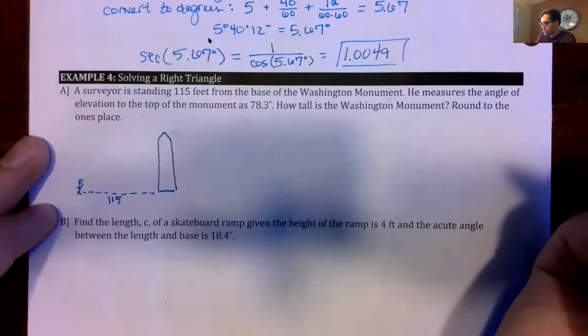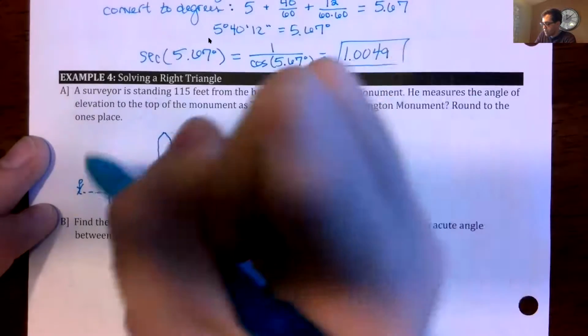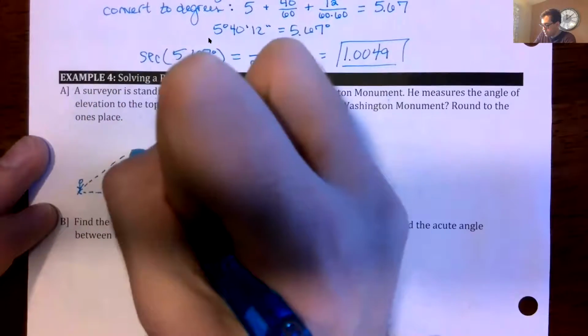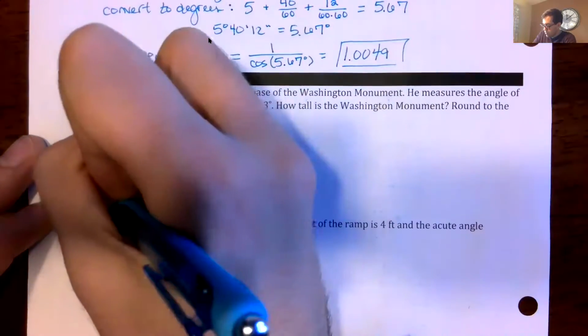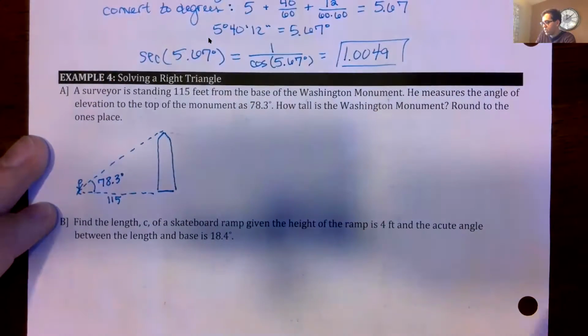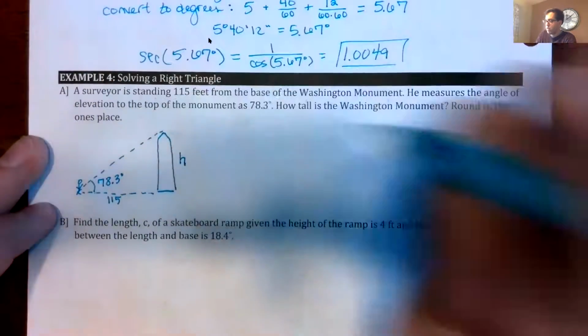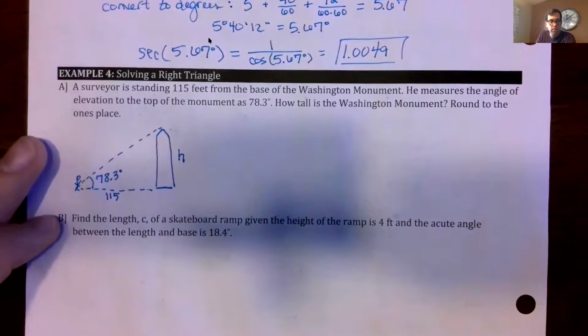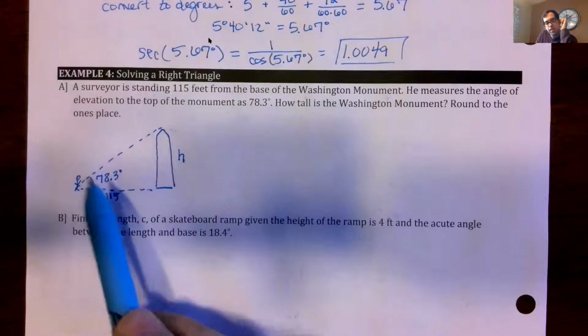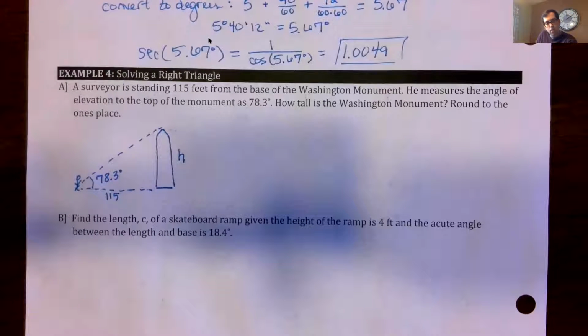He measures the angle of elevation to the top of the monument as 78.3 degrees. How tall is the Washington Monument? So we want the height, or the H, of the Washington Monument, given this length and this angle. And this is another way that trig is used in the real world, right? With a surveyor. Okay, so let's see if we can figure this out.